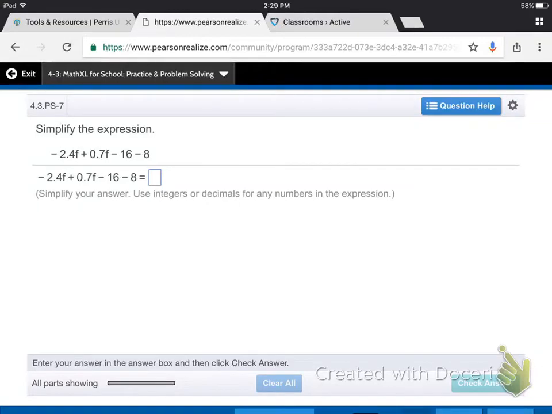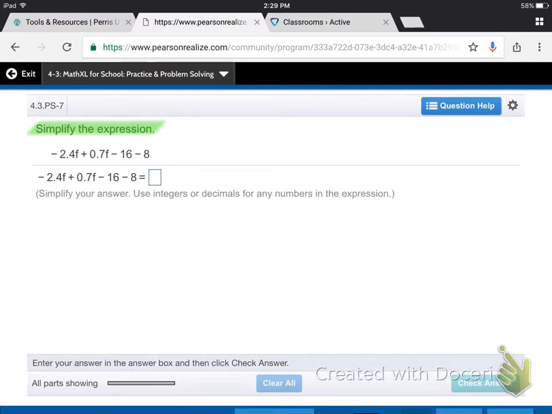Okay, boys and girls, here we go with Unit 4, Lesson 3. This problem is asking us to simplify the expression. So what we're going to do is look for like terms. Remember, we went over that just a few minutes ago. And like terms would have the same variable or no variable. Okay, so here's what we have.